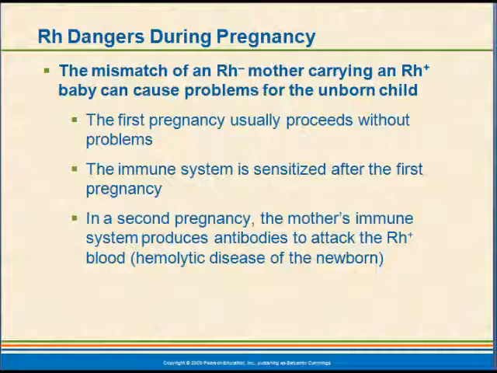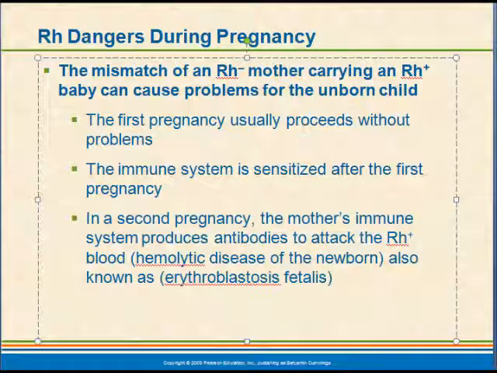But because of exposure to the RH factor during childbirth, the immune system gets sensitized, and during the second pregnancy, the mother's immune system produces antibodies which can cross the placental barrier and attack the RH positive blood in the baby, resulting in hemolytic disease of the newborn, also known as erythroblastosis fetalis. And I've included the spelling of that at the end of this just in case you run across that term later on.